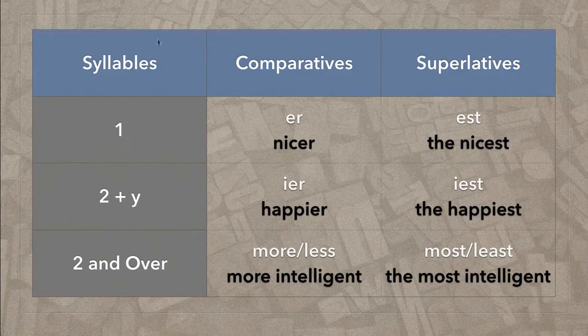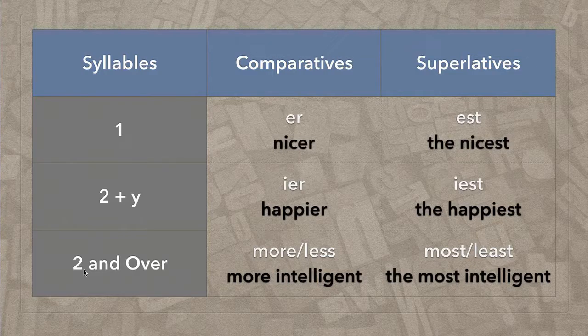Here's our chart. Here are our number of syllables. Generally, if a word has 1 syllable, like nice, we put ER at the end. Nice becomes nicer. Or as a superlative, nice becomes nicest, and we need the nicest. However, if there are 2 syllables and the word ends in a Y, like happy, the rule is to cancel the Y and add IER, happier, for a comparative. For superlatives, again, we drop the Y and add IEST, happiest, but don't forget the happiest.